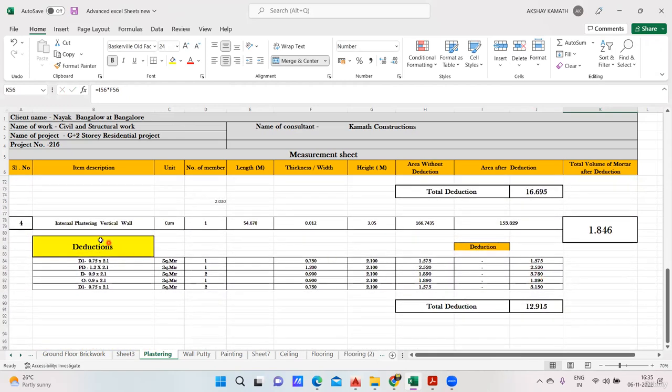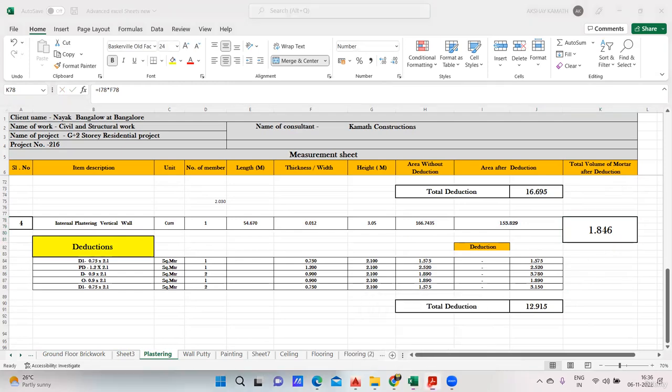Okay. Not that. Internal plastering vertical wall. Sorry. Yeah. So total it will be how much? After deduction, 166.7435 minus 12.915. So this will give me 153 square meter of the plastering to be done after the deduction. And volume will be 153 multiplied by 0.012, which will give me 1.846 cubic meter of plastering has to happen. Got it? Everything is clear.